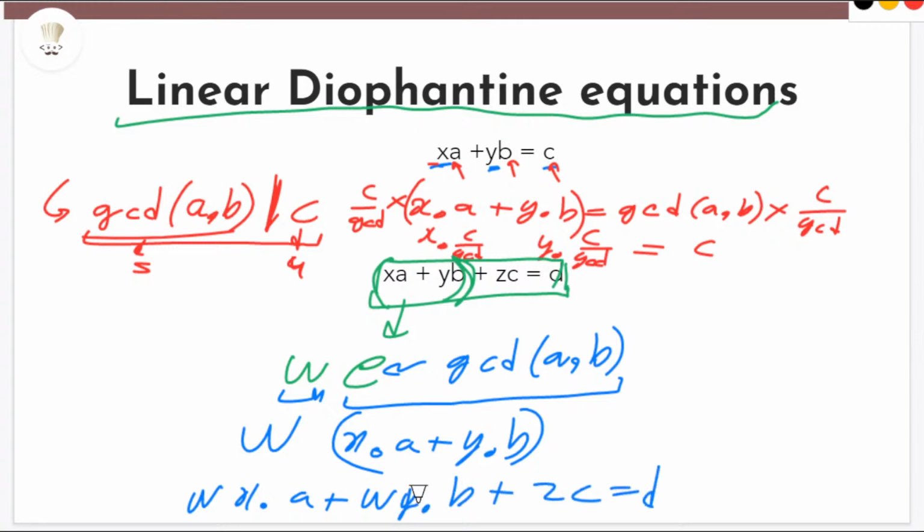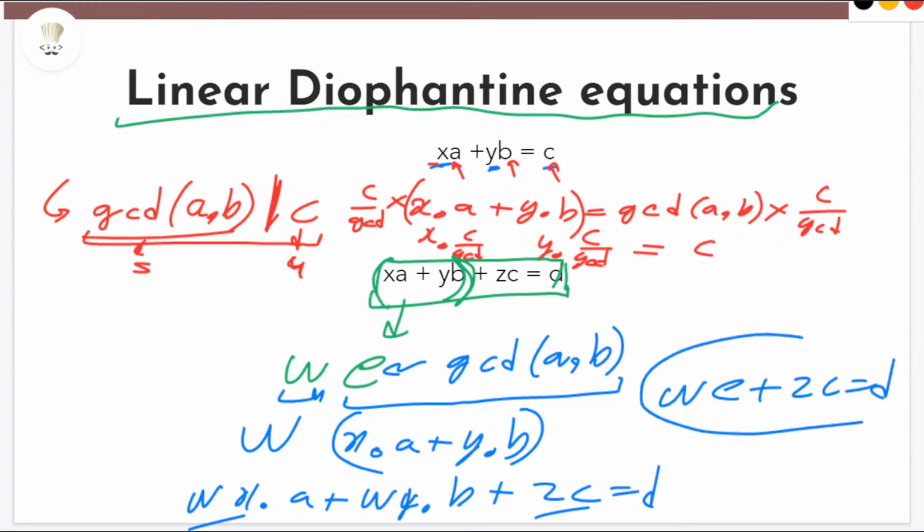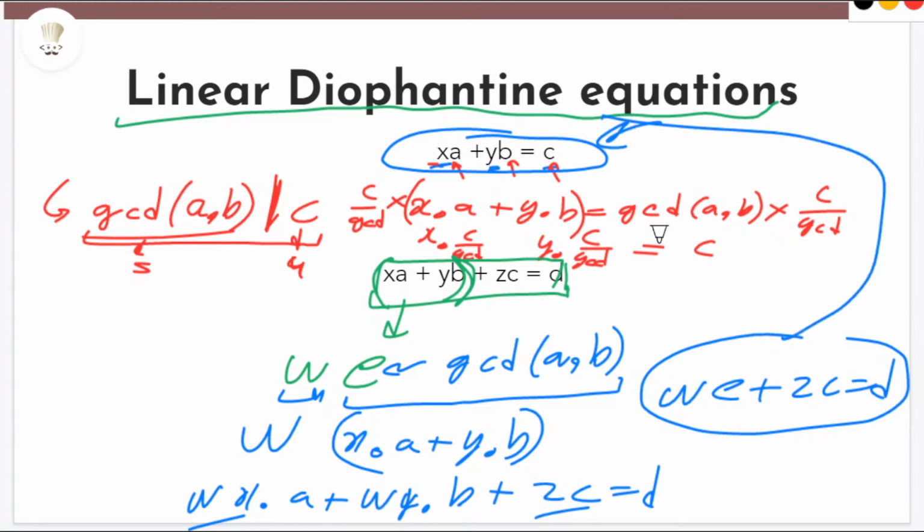We want to compute this. Basically we want to compute such w and z such that this equation satisfies. We want to calculate w e plus z c is equal to d. This is again a two-dimensional linear Diophantine equation in two variables, so you can easily solve that. You can easily solve this similarly how you solve this one, where you take e and c as constant and you have to compute these two numbers.